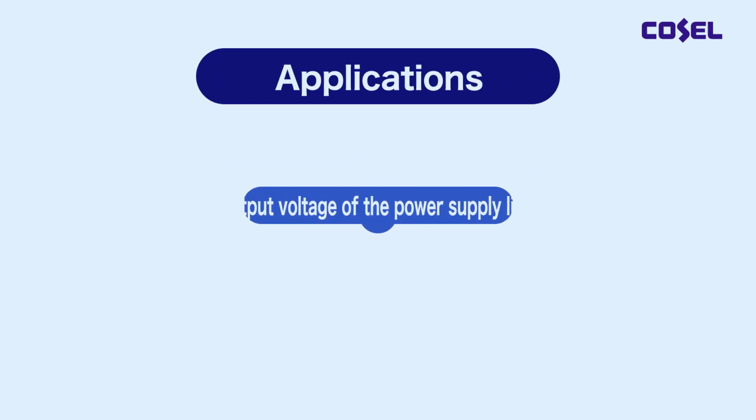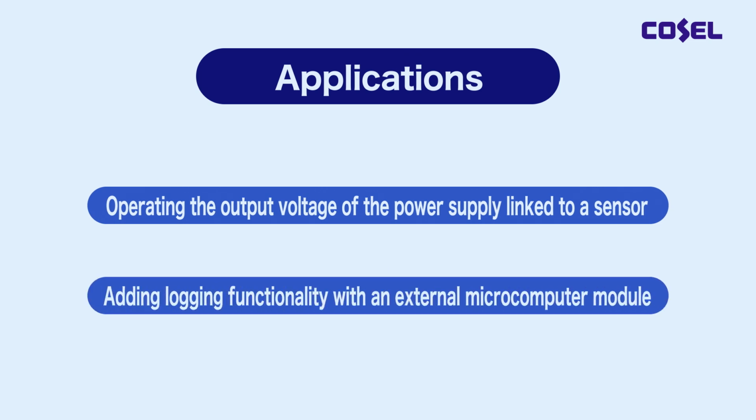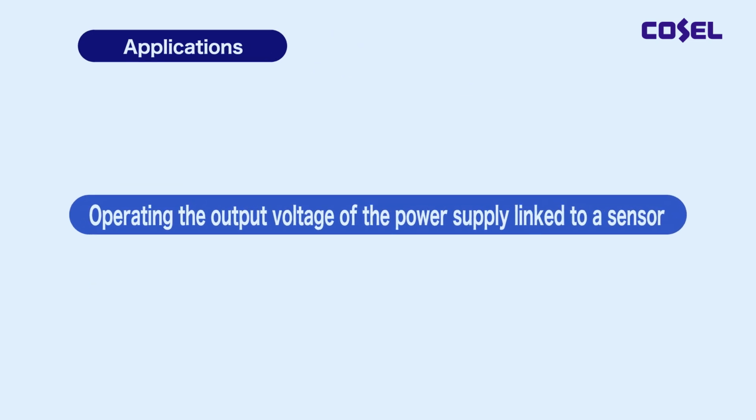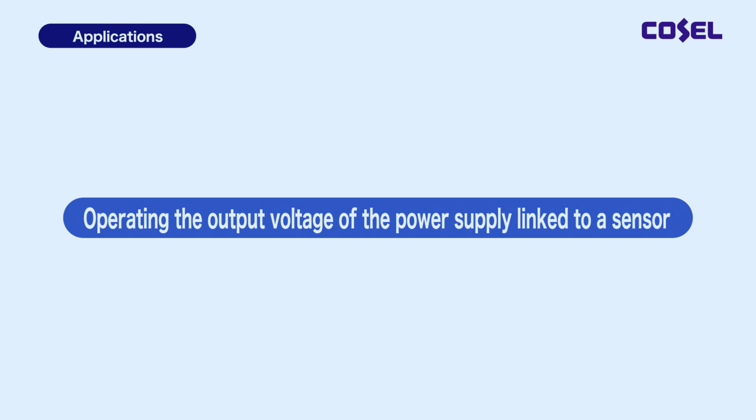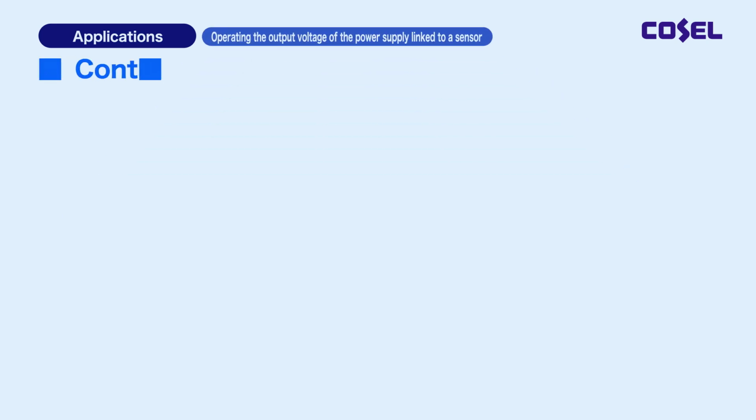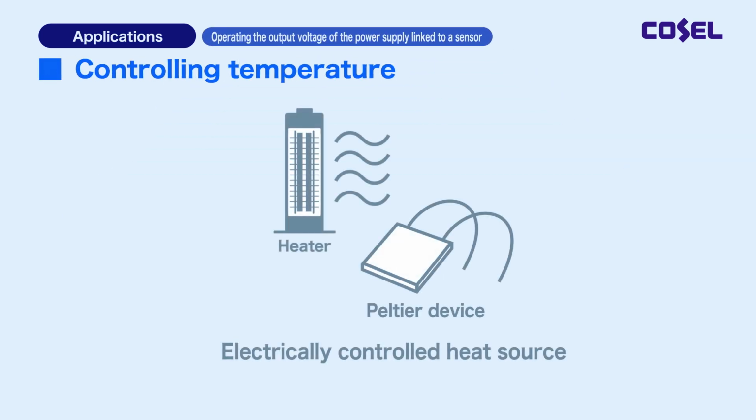Let's look at some applications. Here are two use cases. Operating the output voltage of the power supply linked to a sensor. Here is an example of operating the output voltage of a power supply linked to a sensor.